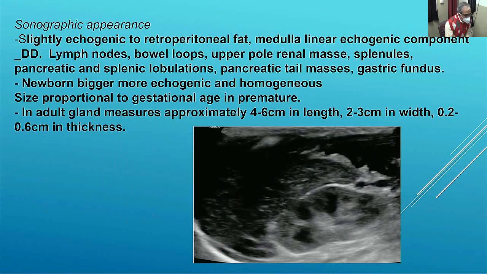It is slightly less echogenic than the retroperitoneal fat, but the medulla appears a little bit more echogenic. The differential diagnosis for adrenals includes lymph nodes, bowel loops, upper pole renal masses, splenules, pancreatic and splenic lobulations, and so on and so forth. The newborns have bigger, more echogenic and more homogeneous adrenal glands, and the size is said to be proportional to the gestational age in a premature baby. In adults, the limbs can measure up to 4 to 6 centimeters in length, 2 to 3 centimeters wide, and it's quite thin, 0.2 to 0.6 centimeter in thickness.